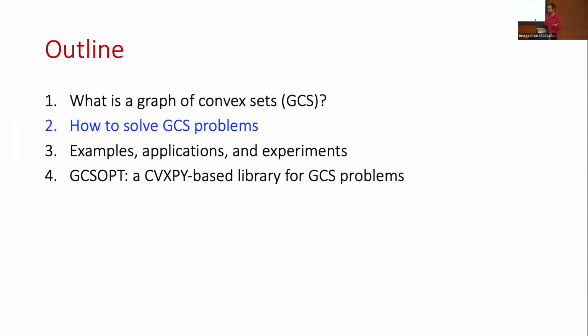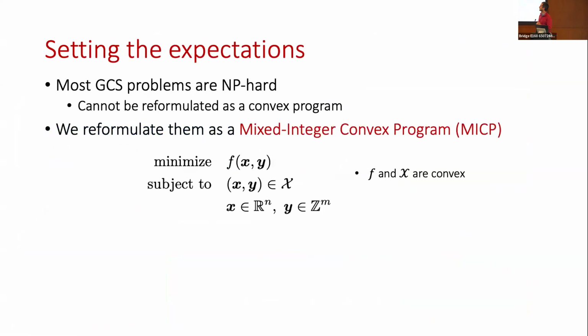So I would like to take a few minutes to try to give you a sense, at least, of how these GCS problems are solved. So let's start by setting the expectations, right? If you analyze most of these problems, they are NP-hard. They are computationally hard problems. So we don't expect to be able to reformulate them exactly as convex optimization problems, right? So what is essentially the next best thing that we can do is to formulate them as mixed integer convex programs that, as we have learned earlier today, can be solved with CVXPY.